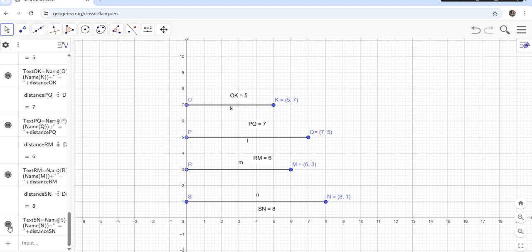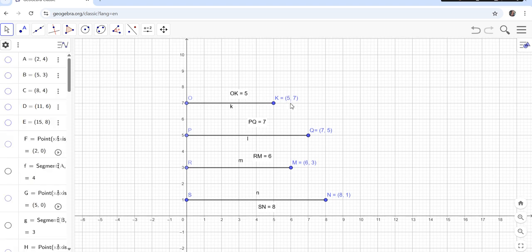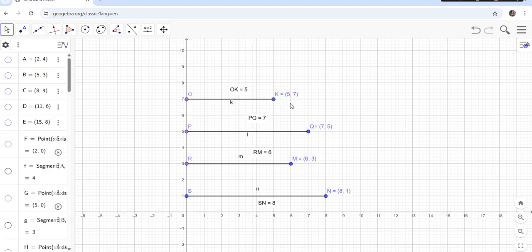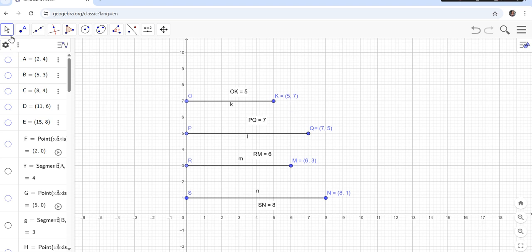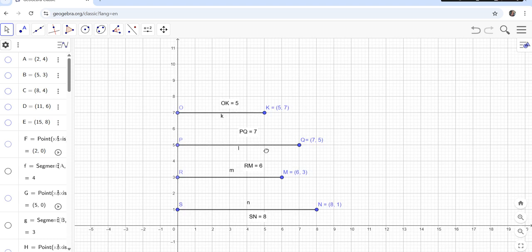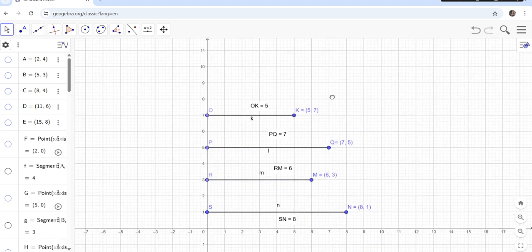So dear students, I hope you are able to visualize logically that the perpendicular distance of a point from the y-axis is given by the x coordinate of that point. Yes, dear students, I'm again repeating. The perpendicular distance of a point from the y-axis is given by its x coordinate.